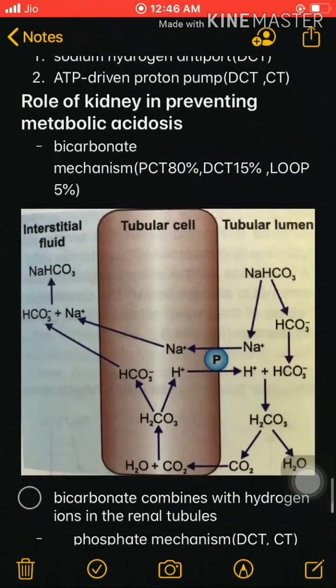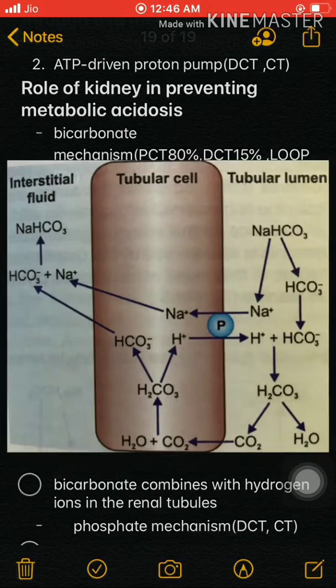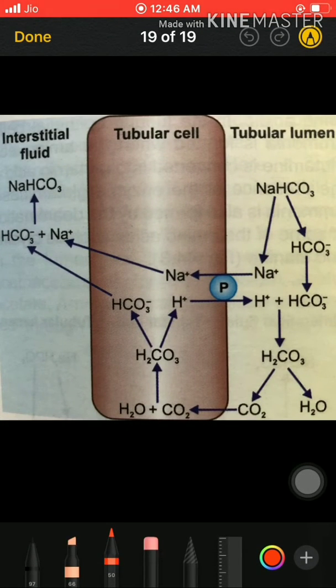Role of kidney in preventing the metabolic acidosis. First one is the bicarbonate mechanism. In the bicarbonate mechanism, when the bicarbonate enters into the lumen or when it is filtered, it combines with the hydrogen ion to form the carbonic acid. This carbonic acid is divided into the carbon dioxide and the water. These two will enter the tubular cells. Again, there they fuse to form carbonic acid. Again it divides into bicarbonate and the hydrogen. This hydrogen ion is again secreted into the tubular lumen and the bicarbonate is absorbed into our body, that is in the interstitial fluid.